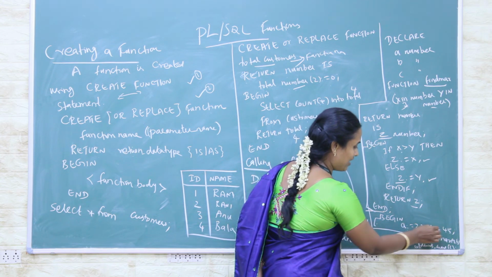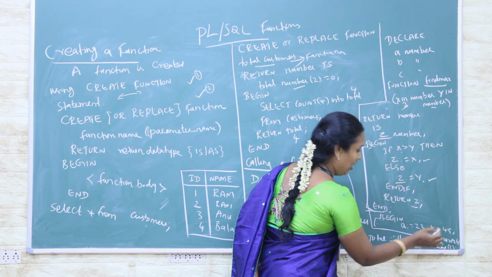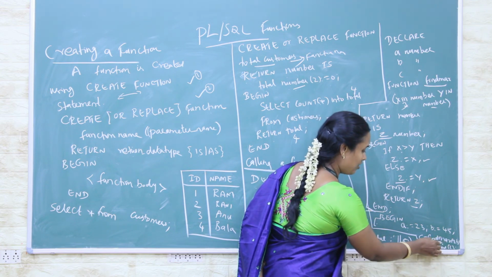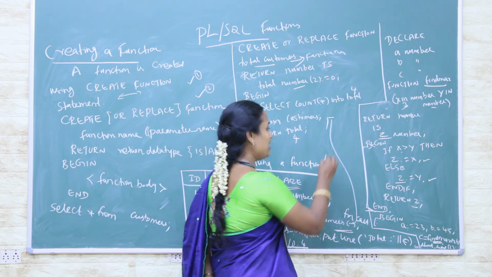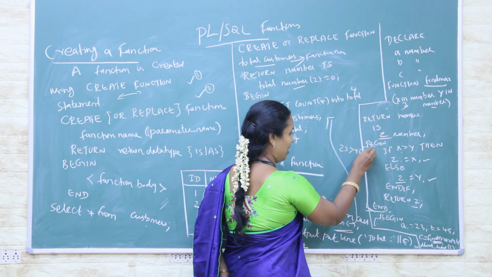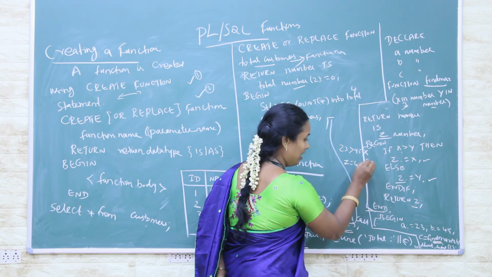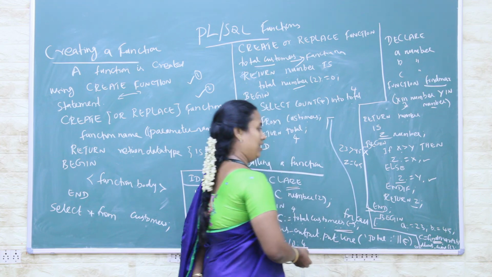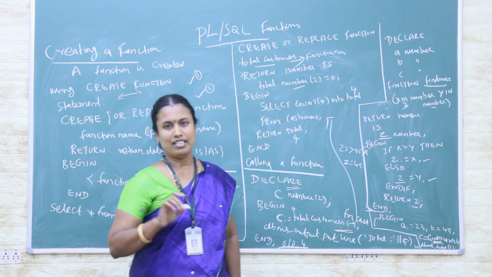Here I assign two values to the variables a and b. Then here is the function call. I call the function and return the value into C. If I give the values 23 and 45, is 23 greater than 45? The condition is false, so only the else part is executed. So z equals y, that is 45. In this program I find that the biggest number among 23 and 45 is 45.